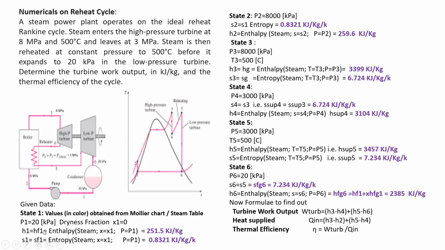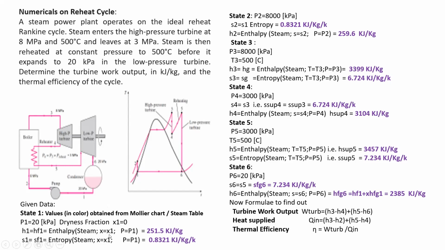In the bracket, the 2 points which are known are written. So P1 is equal to 20 kilopascal. Let us start. Here it is P1, that is, at the pump inlet. It is the pressure 20 kilopascal. Drainage pressure at point 1 is 0. H1 is equal to HF1, the enthalpy.